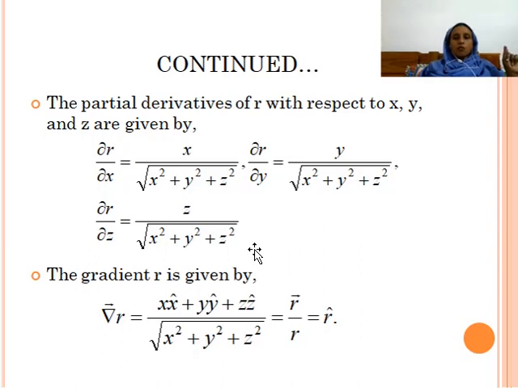Now we can substitute in the expression for gradient. You get gradient r equal to vector r by r. This is equal to r cap. So the gradient of r gives you the unit vector along the direction of the position.